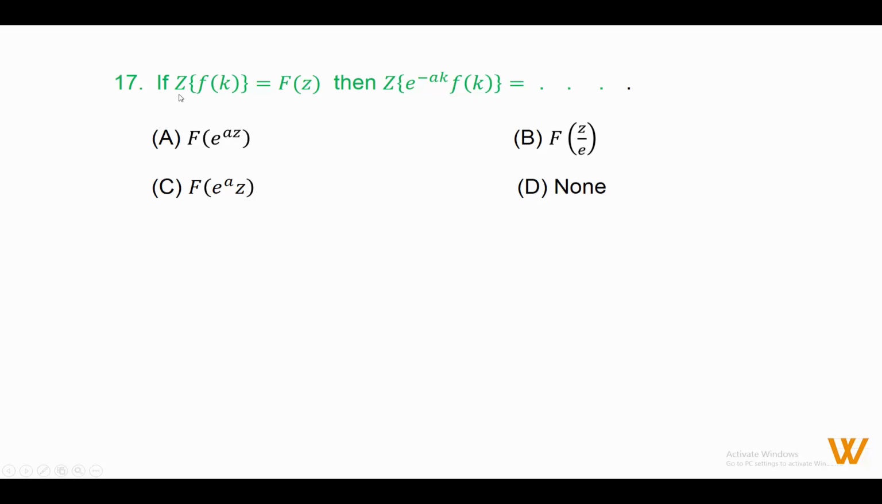17. If z transform of f of k is capital F(z), then z transform of e raised to minus ak into f of k is equal to dash. Multiply sequence f of k by e raised to minus ak, its z transform. Answer is F of e raised to a into z. Answer is C option, F of e raised to a into z.